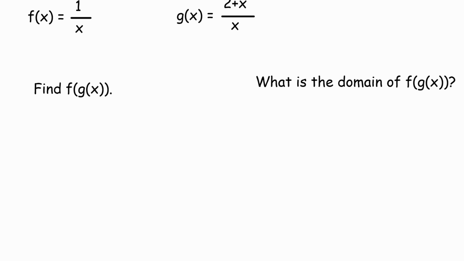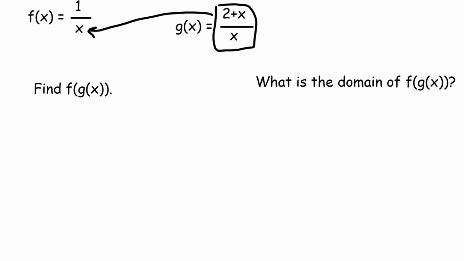Another example here, I'll move this one down. There we go. F of x is 1 over x, and g of x is 2 plus x over x. And it says find f of g of x. So what that means is I'm going to be plugging g of x in where I see x. And so let's just do that. It's going to be 1 over 2 plus x over x. We're going to simplify it a little bit, but this is it.